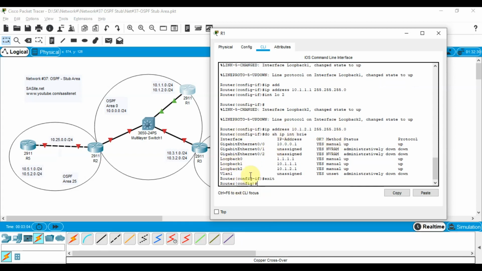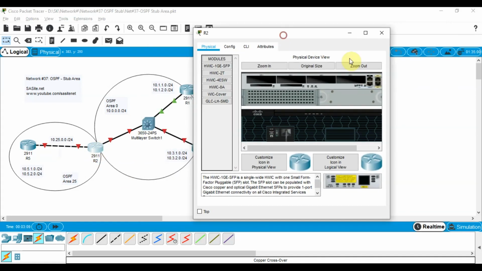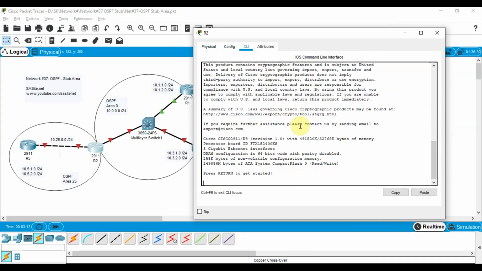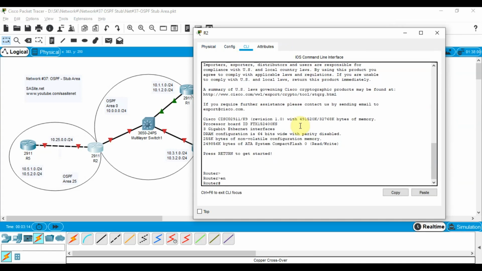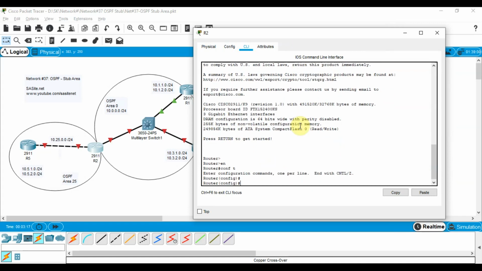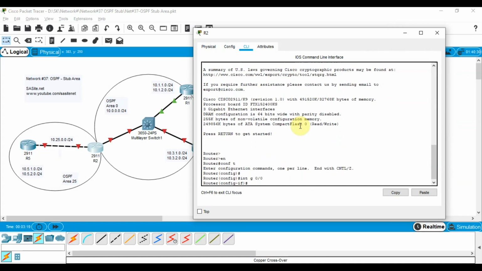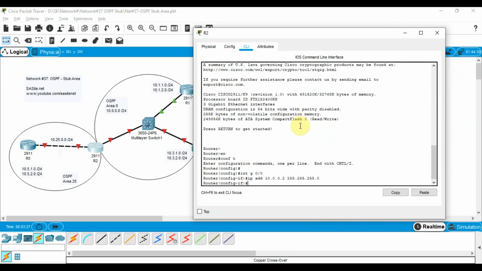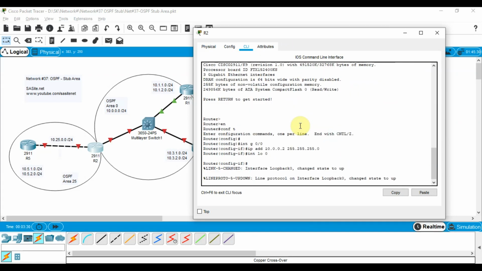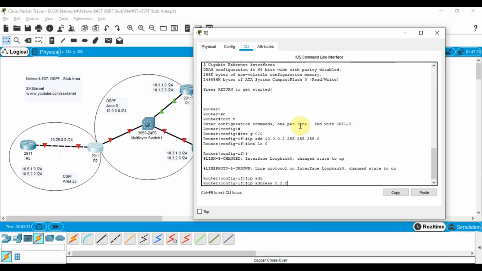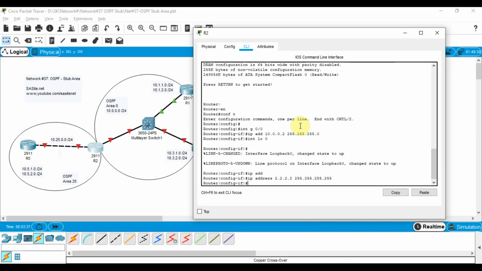So we come back to global configuration. Later we configure OSPF. Let's configure R2. Let's make some space. Go to CLI, press enter, enable the router, go to global config, and interface gig 0/0. The IP address will be 10.0.0.2 255.255.255.0. Interface loopback 0, the IP address is 2.2.2.2 255.255.255.255. Okay, we don't have any other configuration.